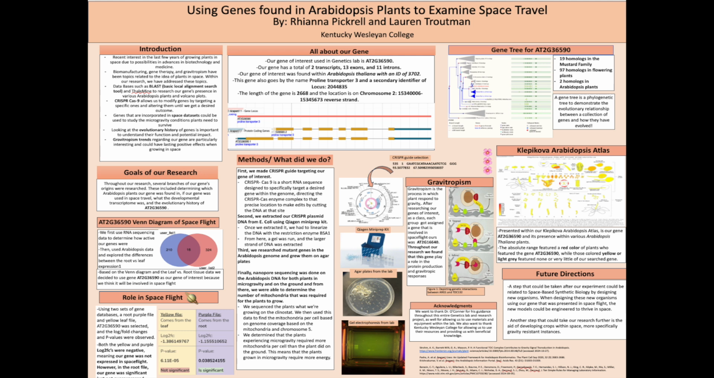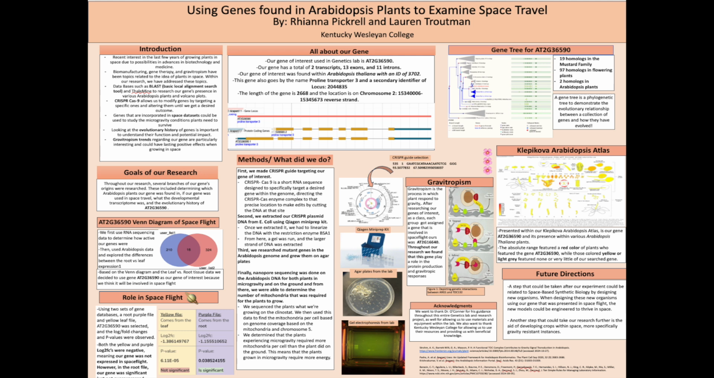So moving on to what we did with our gene and some of the methods. First, we made a CRISPR guide targeting our gene of interest. A CRISPR guide is a short RNA sequence designed to specifically target a desired gene within the genome, directing the CRISPR-Cas9 enzyme complex to that precise location to make edits, cutting the DNA at that site. On our poster, you can see our CRISPR guide selection, and that is inserted in between the BSA1 enzymes. So moving on.